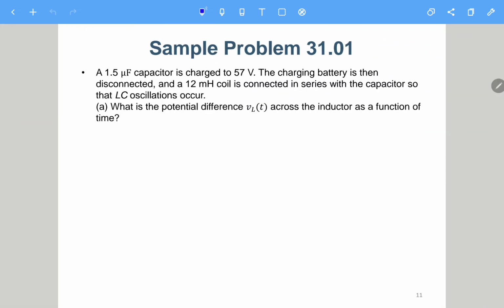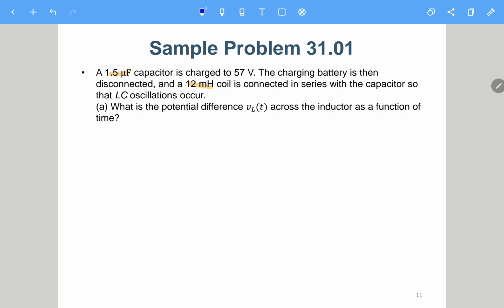Okay, so there are some observations. Here we can see a sample problem. It says a 1.5 microfarad capacitor is charged to 57 volts. The charging battery is then disconnected, and a 12 millihenry coil is connected in series with the capacitor so that LC oscillation occurs. So this is an LC oscillator, this is the inductor, this is the capacitor. What is the potential difference VL across the inductor as a function of time?